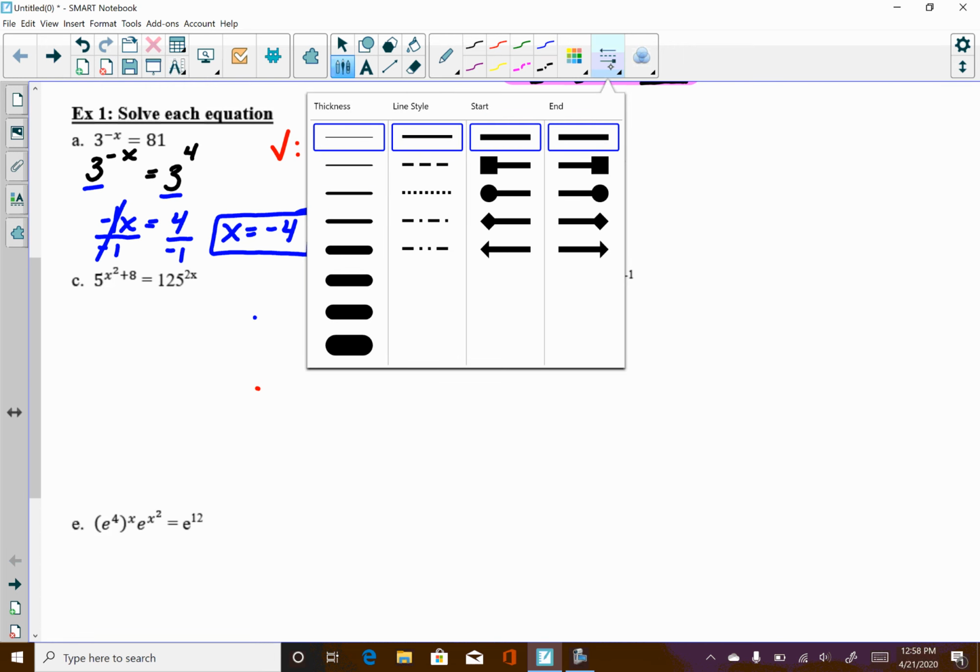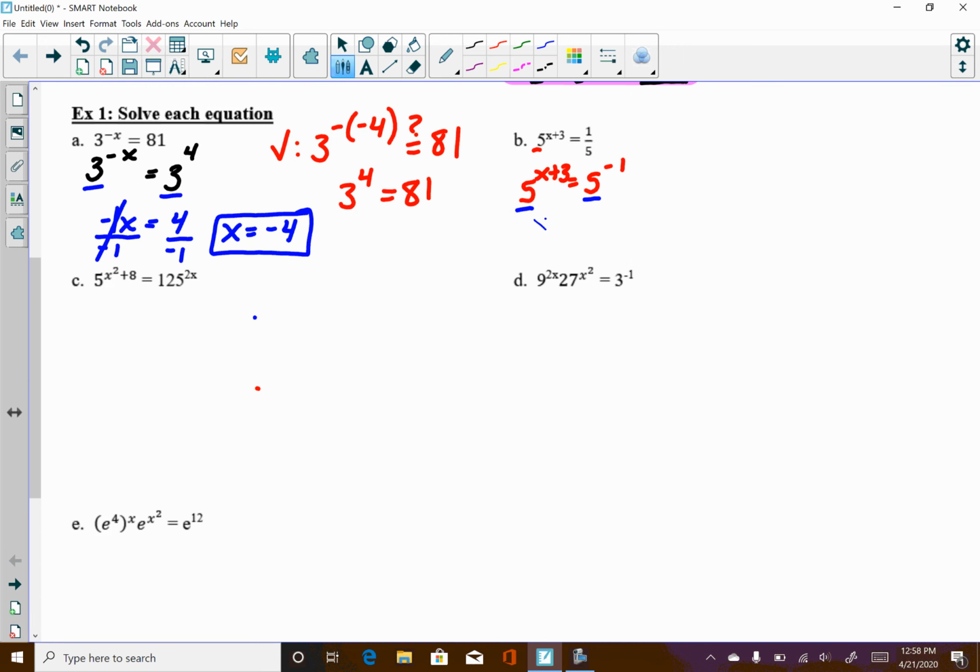Drop those bases and set the exponents equal to each other. So x plus 3 equals -1, and solve for x. So just subtract 3 from both sides. So x equals -4. It's just coincidence that these two problems happen to both equal -4. Of course, not every exponential equation always equals -4, but that would be our final answer here as well. Okay.